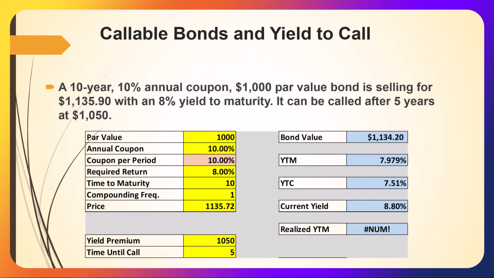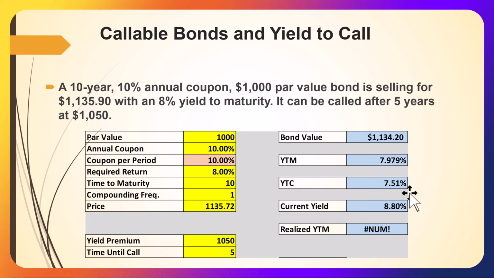Let's look at the calculation for callable bonds. In this case, we have this 10-year bond, $1,000 par value, 10% annual coupon. It's selling for $1135.90, has an 8% yield to maturity. It can be called after 5 years for $1,050. So as we see, we plug in the data. For this bond, the current yield to maturity is 7.97%. If we input the data for the call, the call price is $1,050, and the time to call is 5 years. This helps us then calculate the yield to call. In this case, 7.51.